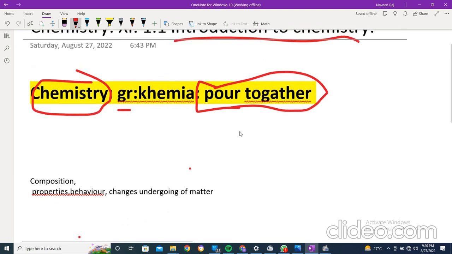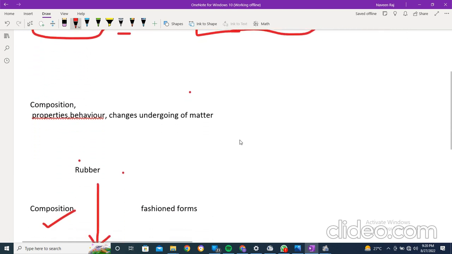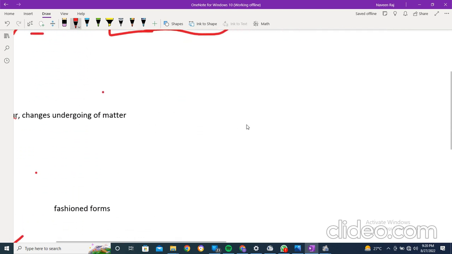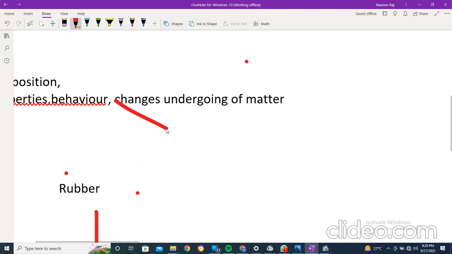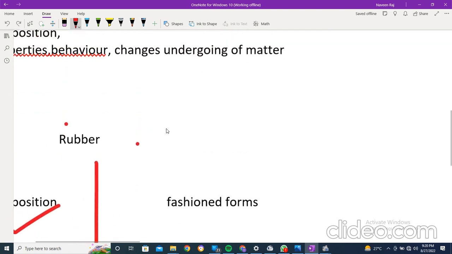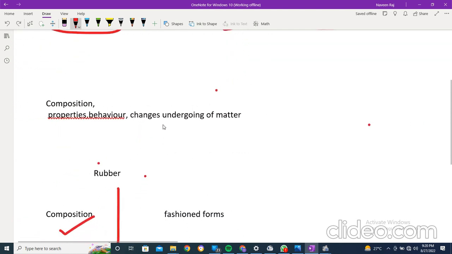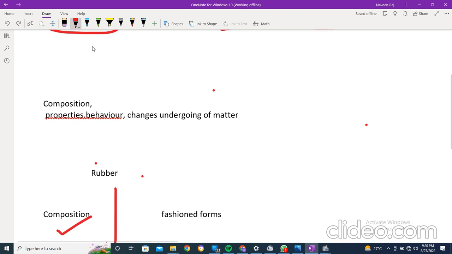So let's understand what chemistry is by definition. Chemistry, as we all know, we have been studying since ninth class, right? From ninth class we have been looking into it. So now we are here for the definition, right? So chemistry is a science, right?